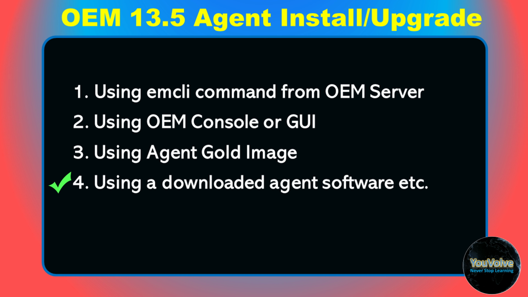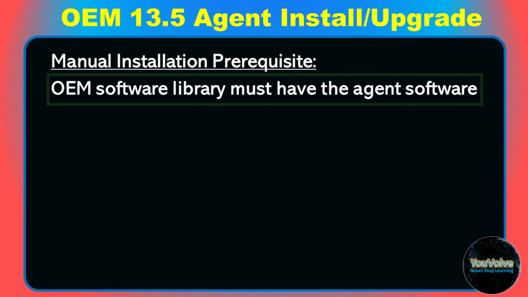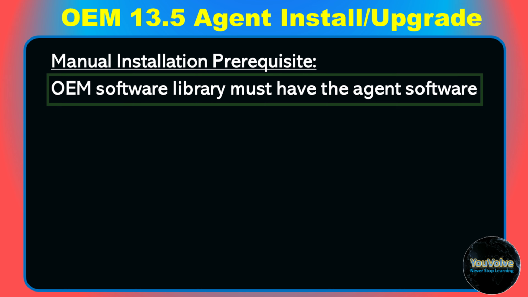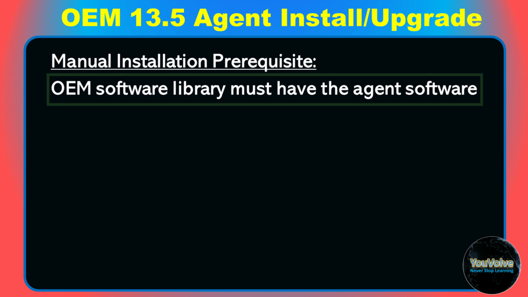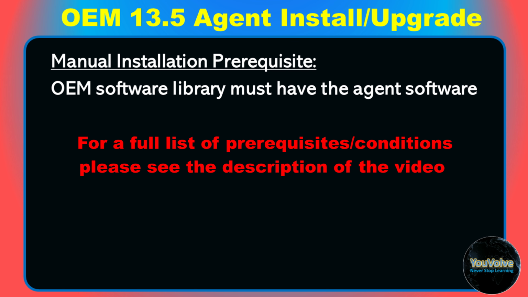So I am going to take option number 4 for install and upgrade of the OEM agent, which will involve fully manual activities. Manual installation of the agent software has a prerequisite which is quite obvious. That is, the OEM software library must have the agent software you are trying to install or upgrade. I assume you already have an up-to-date software library which has the required agent software already downloaded from Oracle Support.